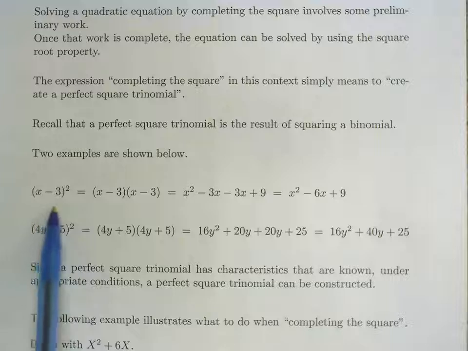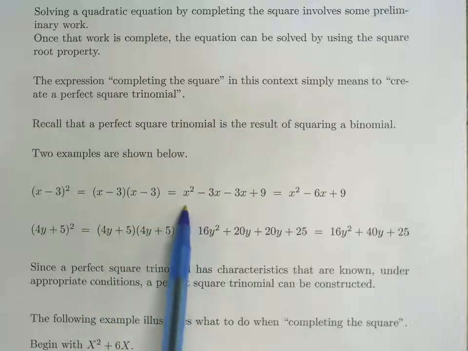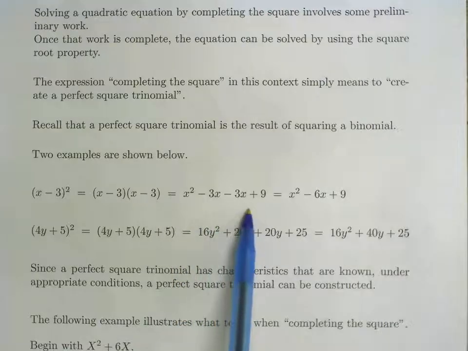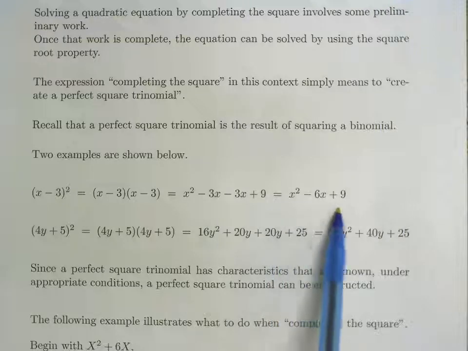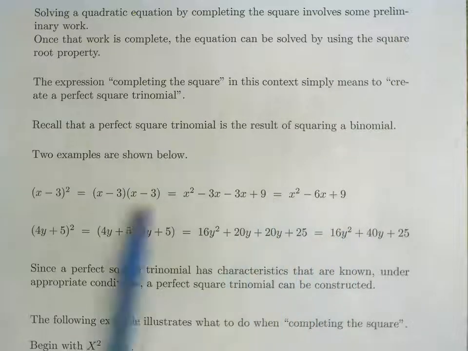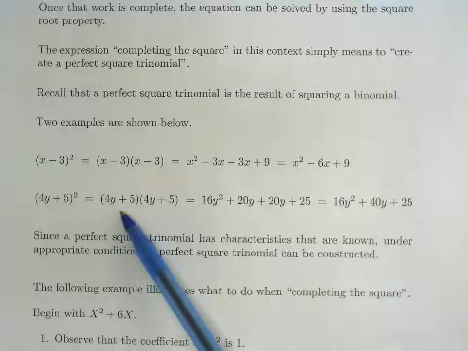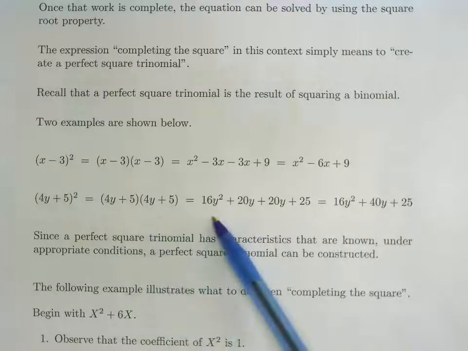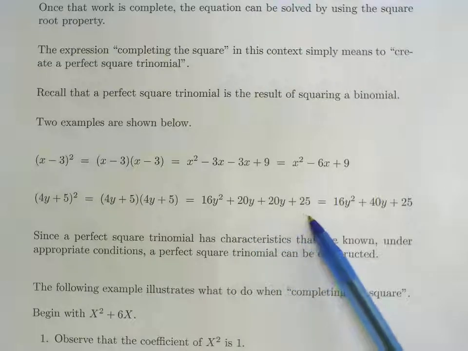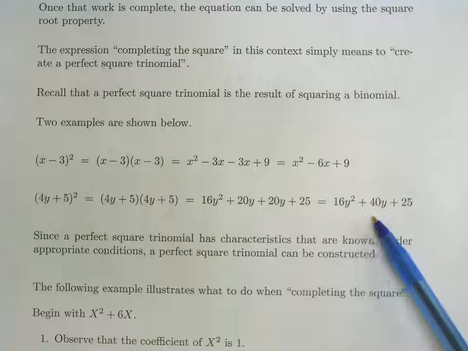If we square the binomial x minus 3, that means to multiply x minus 3 times x minus 3. And when you multiply the 2 binomials, you get x to the second minus 3x minus 3x plus 9, and that simplifies to x to the second minus 6x plus 9. X to the second minus 6x plus 9 is a perfect square trinomial because it's the result of squaring a binomial. Another example, if we square the binomial 4y plus 5, that means 4y plus 5 times 4y plus 5. When we multiply those 2 binomials, we get 16y to the second plus 20y plus 20y plus 25. Then combining the like terms, we get the perfect square trinomial, 16y to the second plus 40y plus 25.